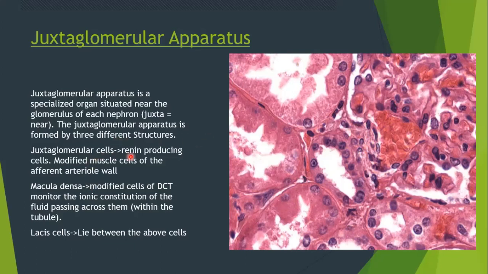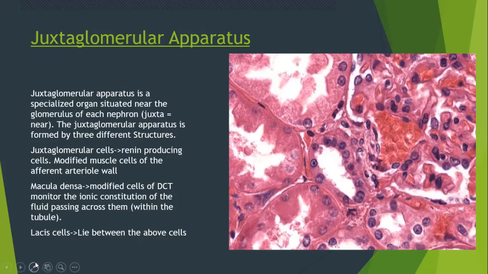Then the muscle cells of the afferent arteriolar wall are modified in that they have a rounded nucleus, and those cells are known as the juxtaglomerular cells. Then in between the two, we have the lacis cells, which form a network interconnecting the two. So these three, juxtaglomerular cells, macula densa, and lacis cells, form the juxtaglomerular apparatus, which is very important in the regulation of blood pressure.